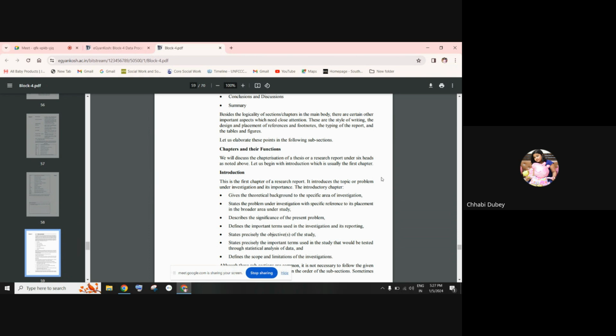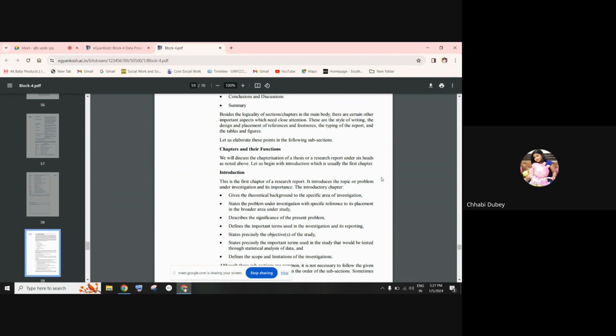Then also, this part will describe the significance of the present problem, why that problem is important, and the reason why it has been considered for this particular study. We will also be defining the important terms which have been used in the investigation and its reporting. We will state the objective of the study. So, what objectives of the study were included?